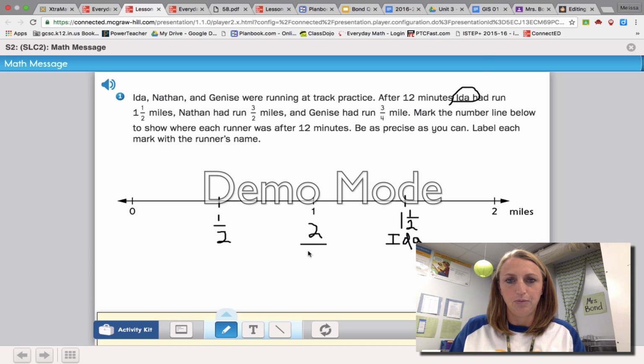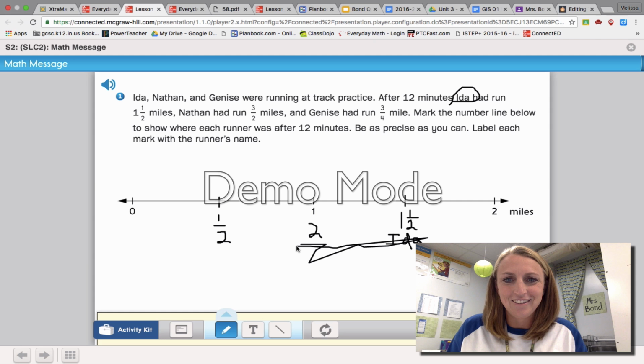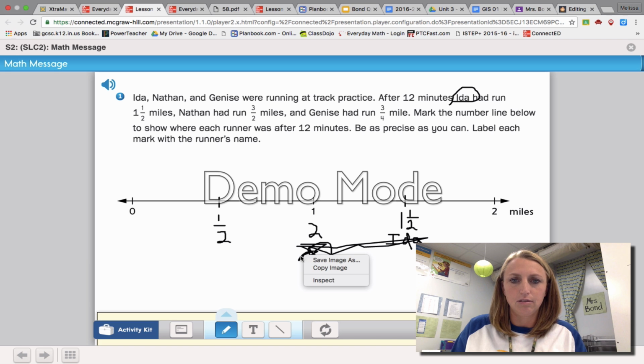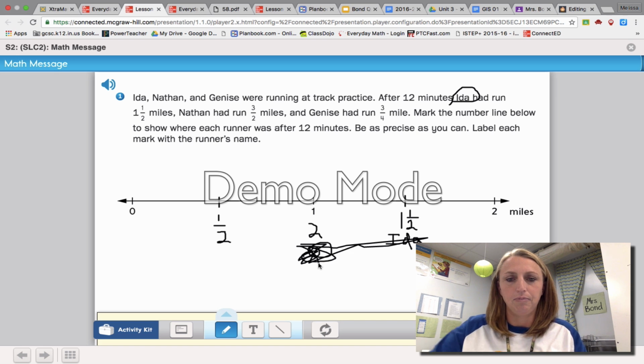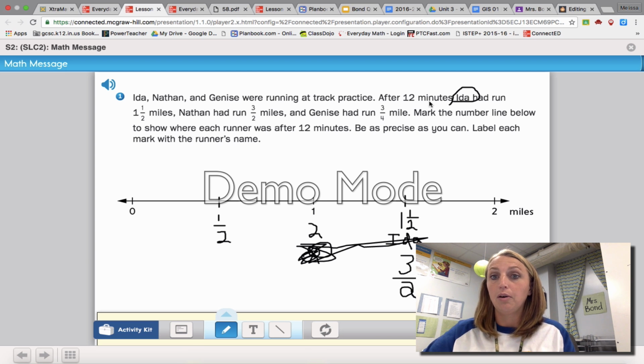Uh-oh. Here we go. Oh, no. Ignore. Oh, my. Whoa. You guys, I might have discovered something. Wait a minute. Okay, 2 halves. That should say 2 halves, and this would be 3 halves. Okay, well, that's crazy.